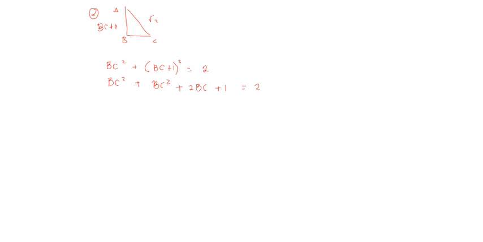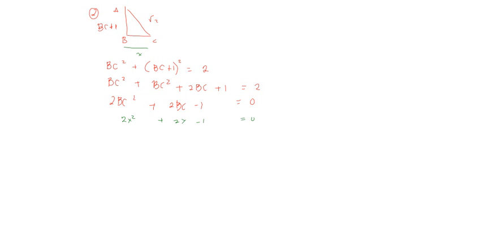Now we can combine similar terms, so we have 2BC squared plus 2BC plus 1. We can combine already the constant, so minus 2 plus 1 gives us minus 1 equals 0. So this is in general form. So we can find the measurement of BC. And this BC, let's say this is x. So this is in the form of 2x squared plus 2x minus 1 equals 0 in quadratic form. Now we're looking for x, so we can solve for x or BC by applying the quadratic formula.